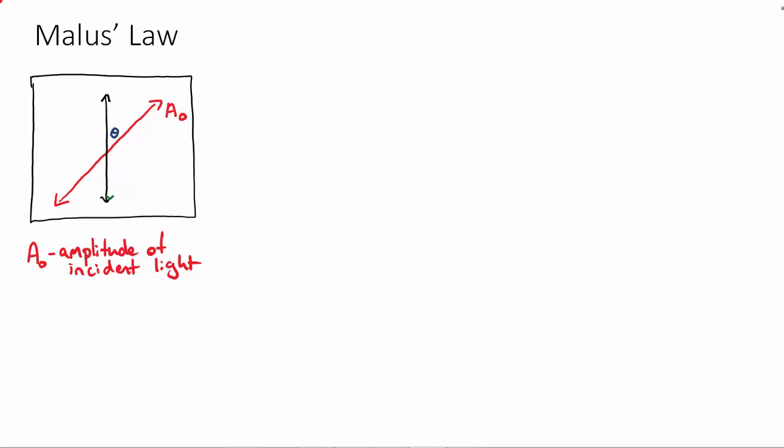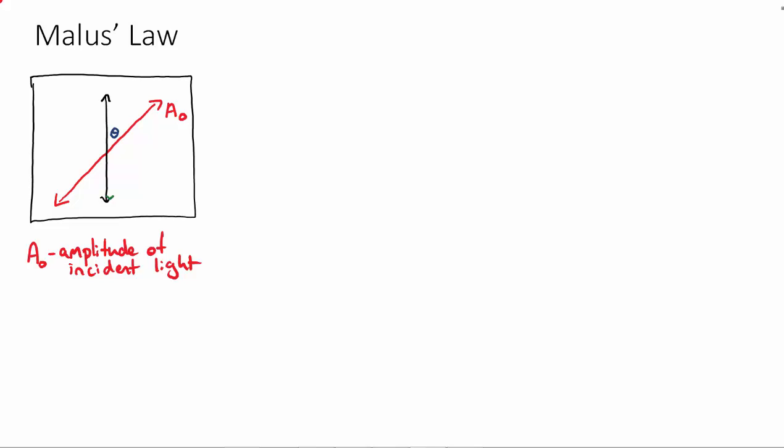Malus's law deals with how much of an incident light, which is polarized, gets through. So we start with polarized light, and then it hits a polarizing filter, which is at some angle theta to that incident light. How much of that light gets through? What is the intensity of that light after it passes through the polarizing filter?